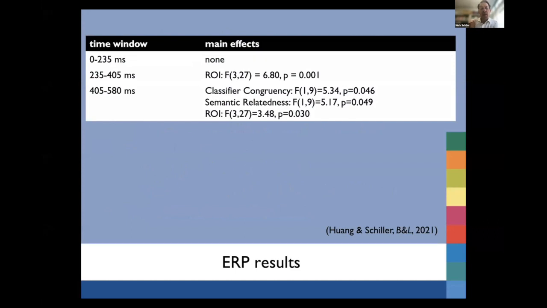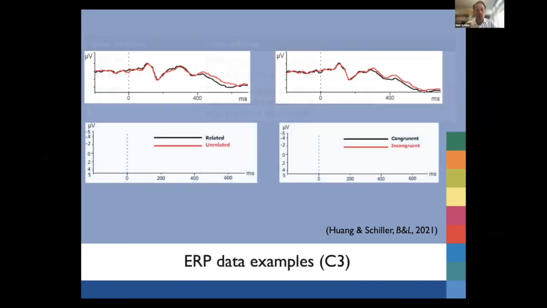Now, when we looked at the EEG data, there was a classifier congruency effect in the N400 time window. And in the same time window, there was also a semantic relatedness effect. So very clear-cut, nice effects that we found there. And you can see that, for example, for the semantic condition, which you see here on the left, the related condition was actually less negative than the unrelated condition. Negativity is plotted up. And for the congruency case, the congruent condition is less negative than the incongruent condition. So this was exactly as expected, to be honest.